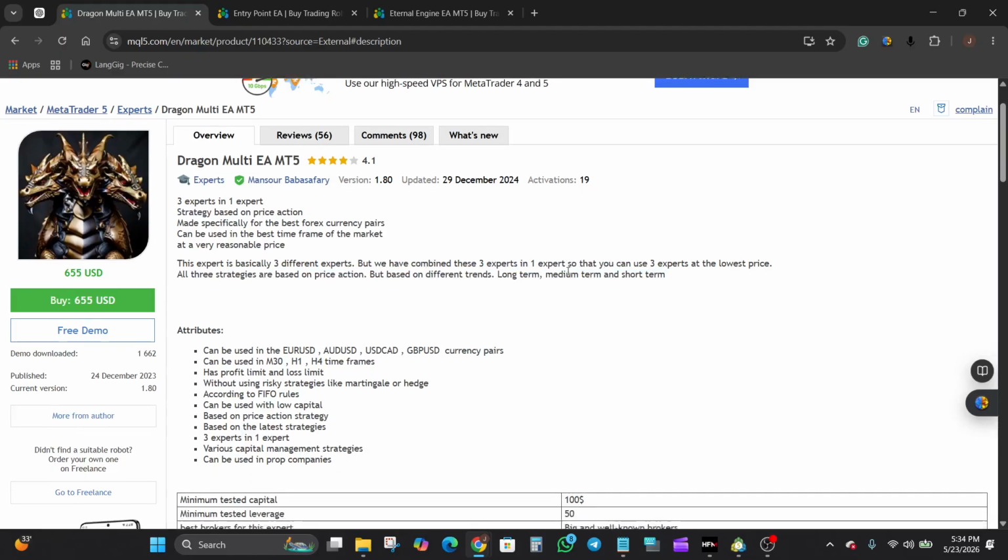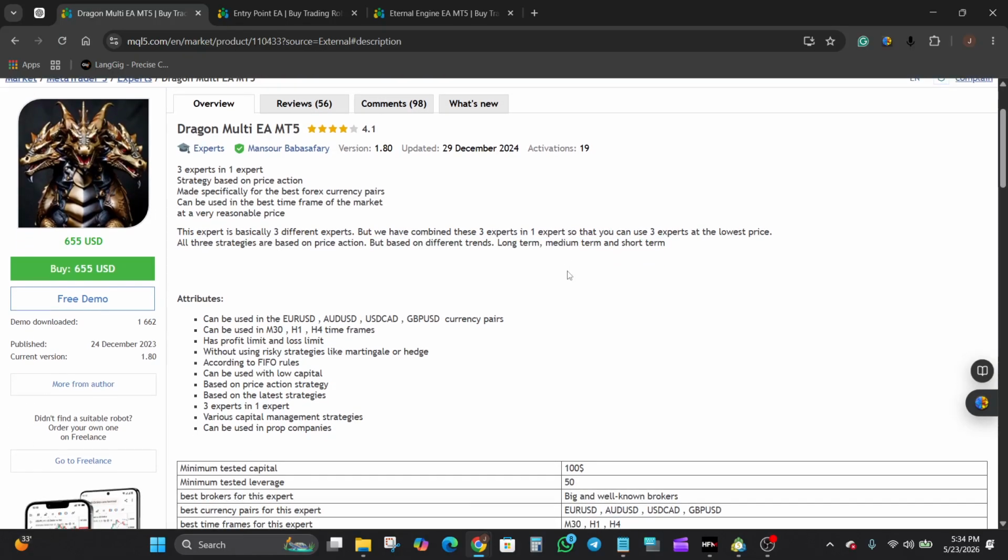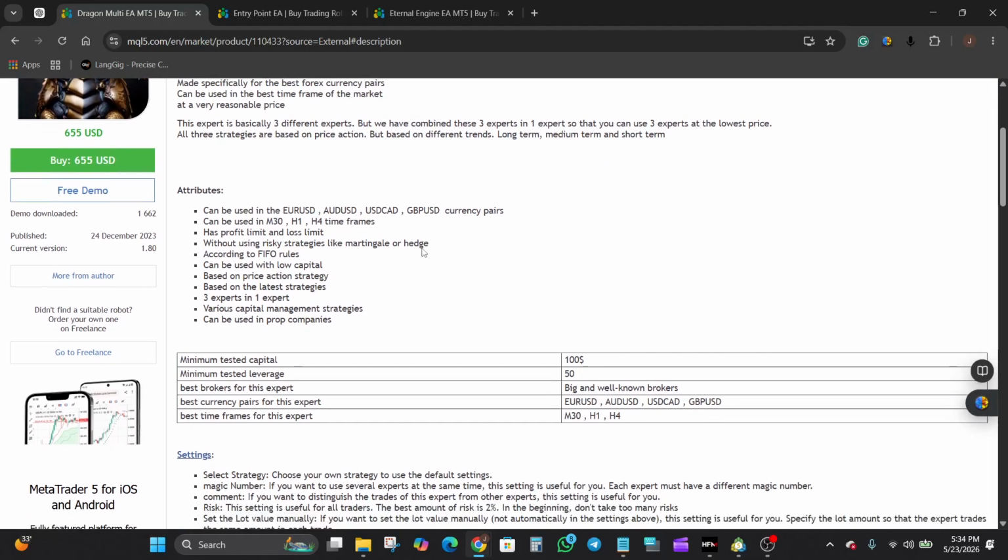Now, the idea here seems to be giving traders access to multiple strategy styles inside a single system rather than relying on only one market approach. So as I continue scrolling through the page, the recommended currency pairs are clearly listed as Euro USD, AUD USD, USD CAD, and GBP USD. The recommended time frames are M30, H1, and H4. So the EA is designed to work across multiple chart conditions depending on the trader's preference and setup.